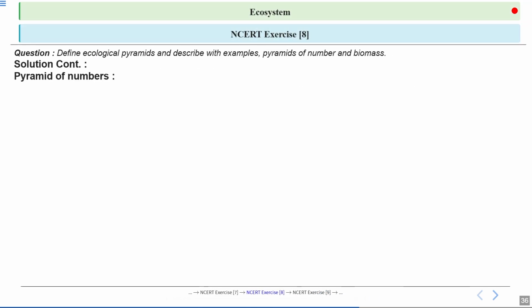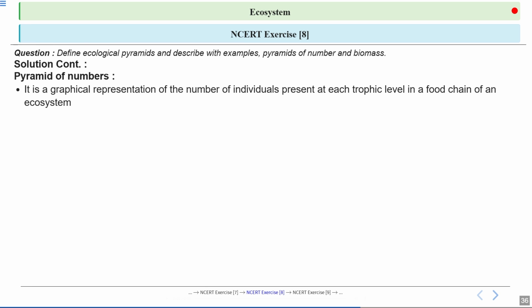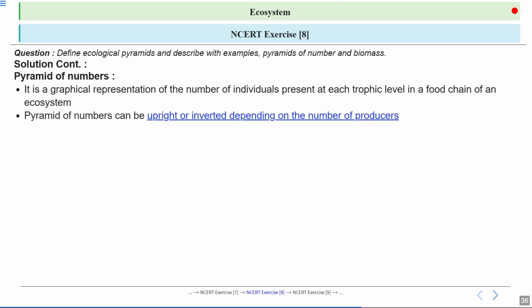Let's talk about the pyramid of number. It is a graphical representation of the number of individuals present at each trophic level in a food chain of an ecosystem. A pyramid of number can be upright or inverted depending on the number of producers. It can be upright when there are more producers like plants than consumers, or inverted when there are fewer producers but more consumers, such as you can see in the pond ecosystem.